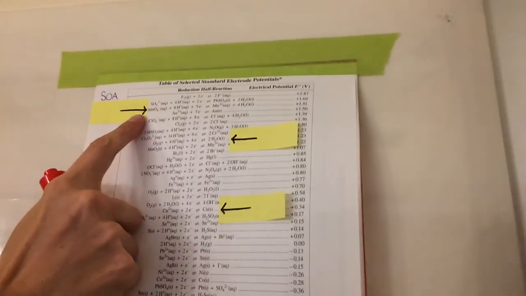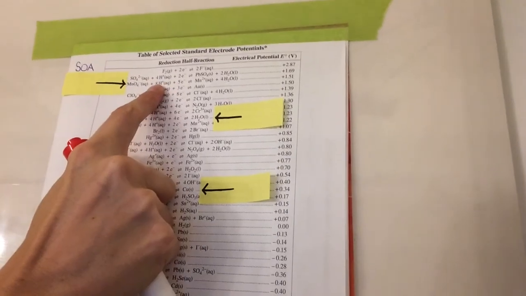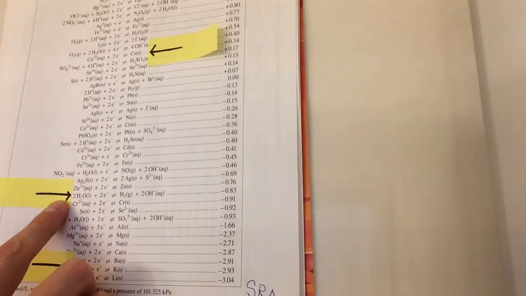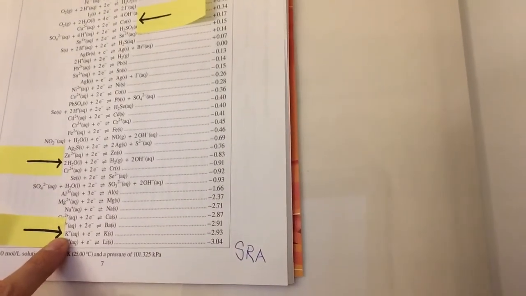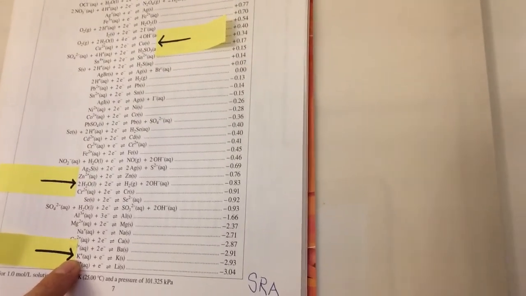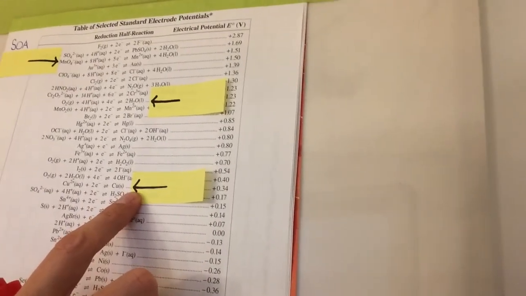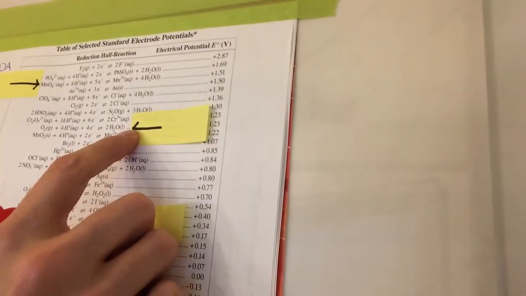Now you can see here our MnO4 with our hydrogen. That is an oxidizing agent. Then down here we have water on the left-hand side, so water acts as an oxidizing agent. And then our potassium ion also acts as an oxidizing agent. On our reducing agents, we can look. Copper solid acts as a reducing agent. And then H2O also acts as a reducing agent on our reducing agent side as well.